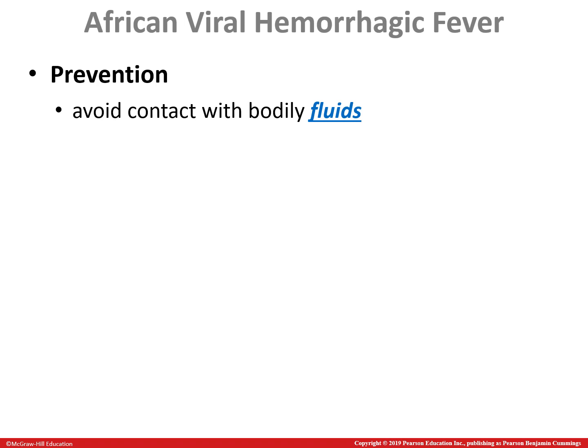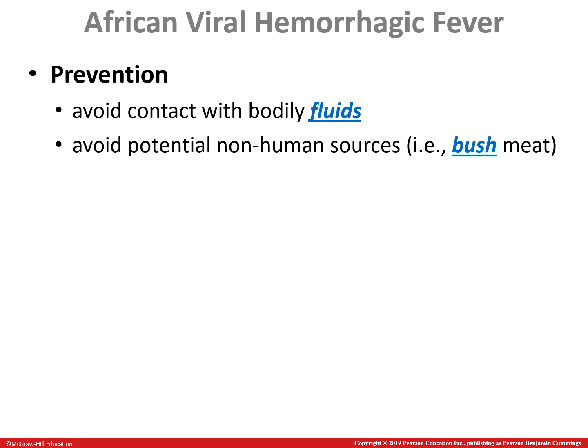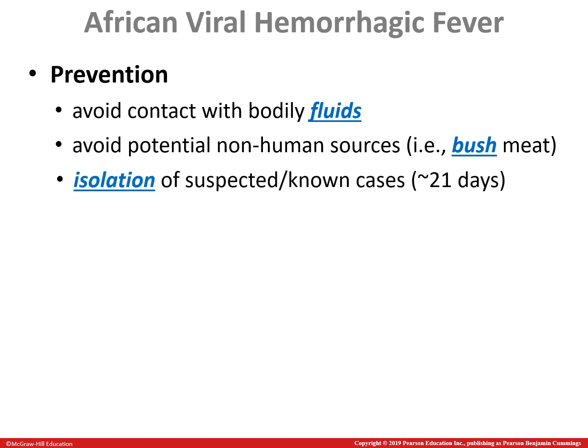There are also known animal reservoirs, and so, for example, that 2014 outbreak, they actually tracked patient 0 to a man who had eaten some wild antelope. And so we know that there are some animal reservoirs. They suspect that it also includes things like fruit bats that live in caves, monkeys, and even rodents. So when we say bushmeat, we mean those wild animals that are brought in for food. So preventing the spread can be just as simple as isolating those known cases. And so 21 days typically covers the infectious period.